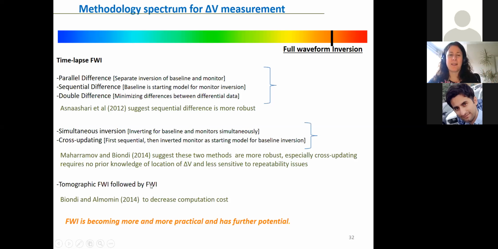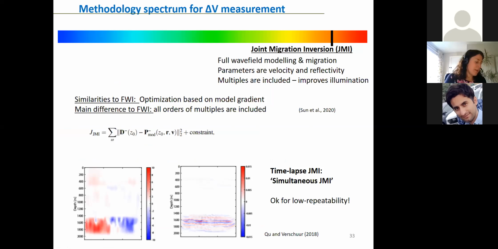And further to that, you can have FWI combined with other methods, so tomographic methods, to decrease the computational costs. And I will close the methods with a fairly newer method that I am actually very curious to see how it's applied further to time-lapse data.